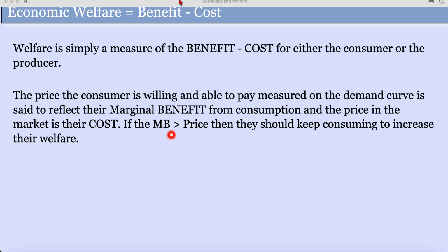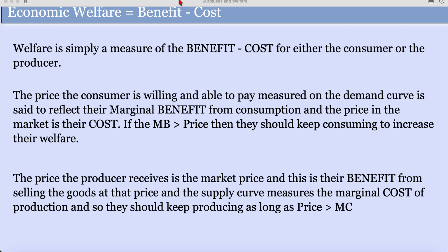And so if the marginal benefit exceeds the price, then they should keep consuming it, because you're going to increase your welfare. From the production point of view, the price that the producer receives is the market price, and that's their benefit, that's the revenue they're getting from it. And then the supply curve here measures the marginal cost, and so they should keep producing as long as that price that they're getting in the market is bigger than the marginal cost of producing.